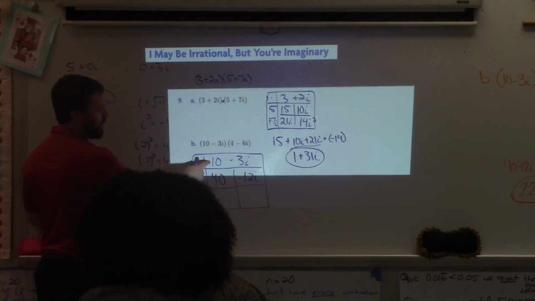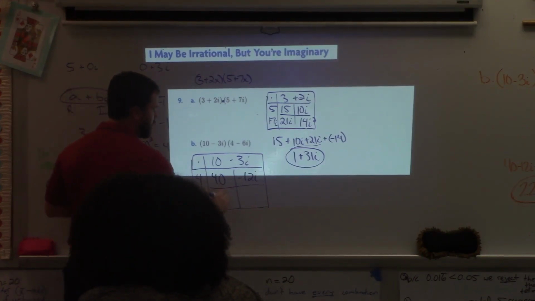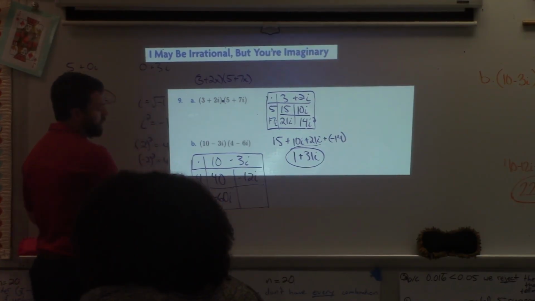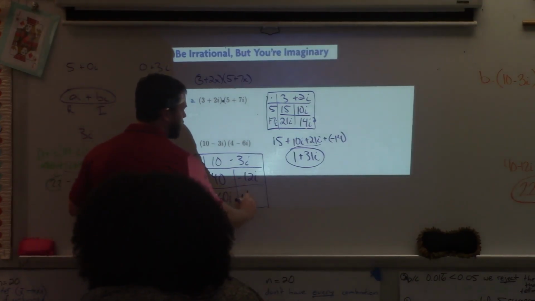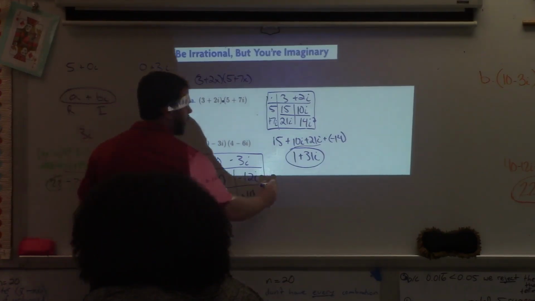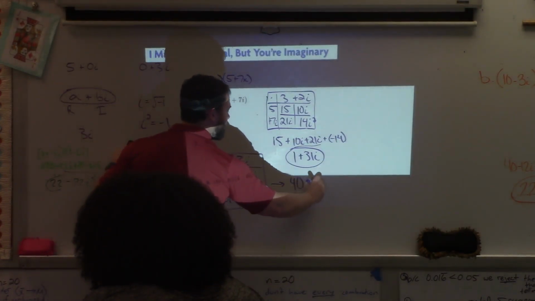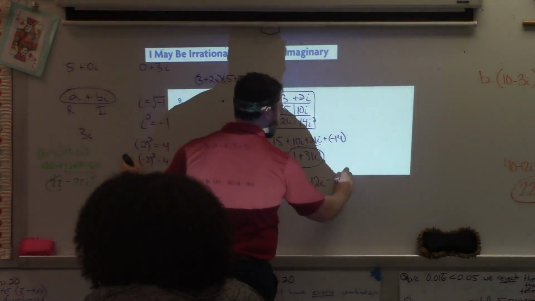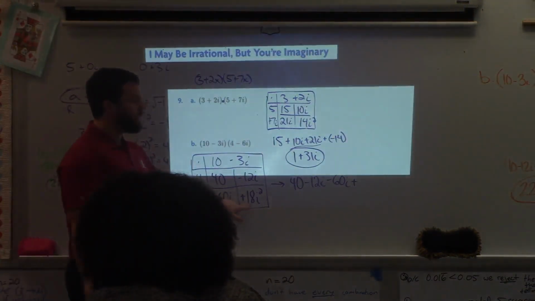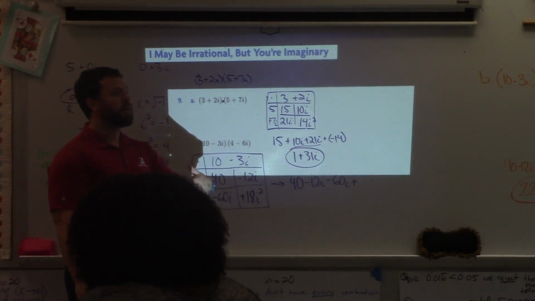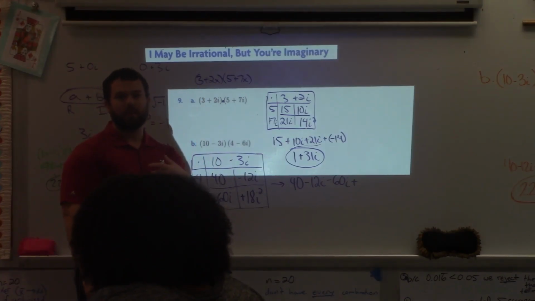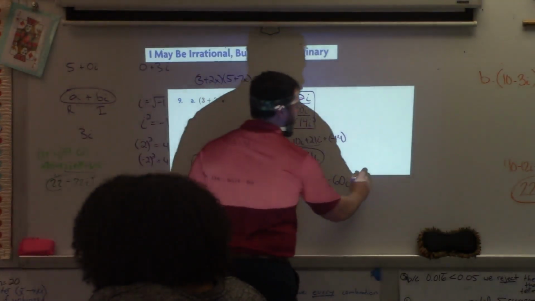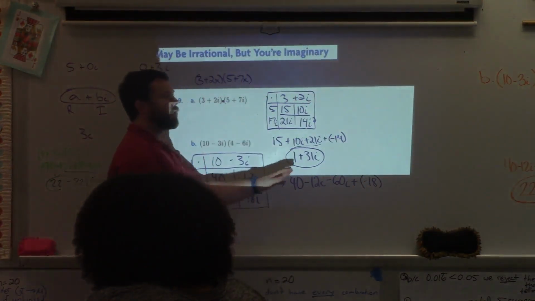What's negative 6i times a positive 10? Negative 60i. Now, what's a negative 6i times a negative 3i? Plus a positive 18i squared. Okay? Now, that gives me 40 minus 12i minus 60i plus, what am I going to write instead of 18i squared? Remember, the whole point of 18i squared is that now I'm getting a negative, right? Not a positive 18 anymore, a negative 18. That's what we would want here, okay?